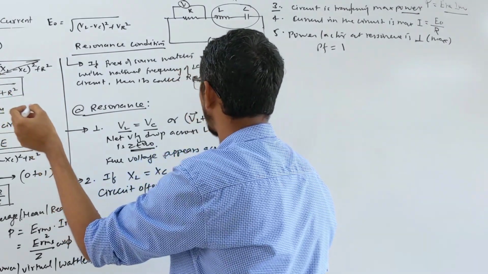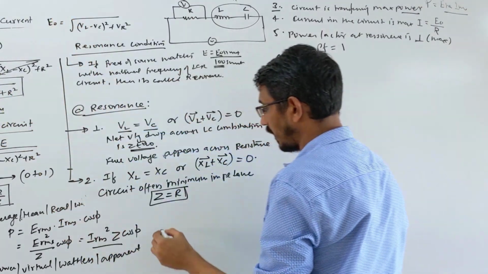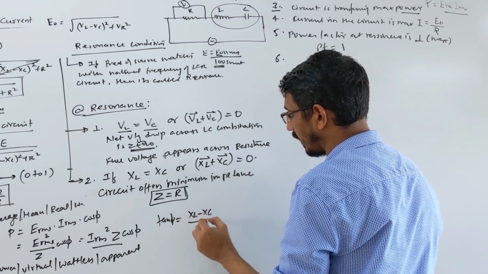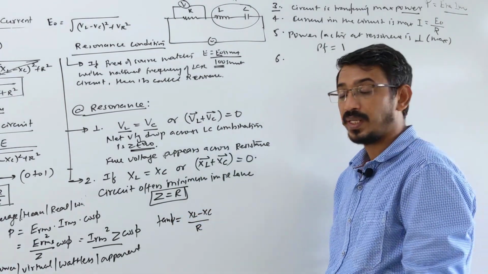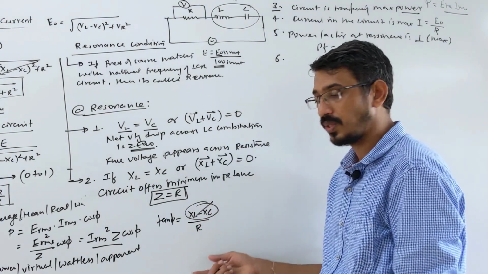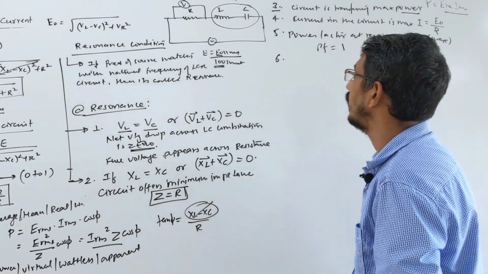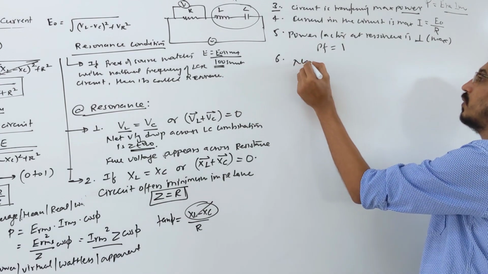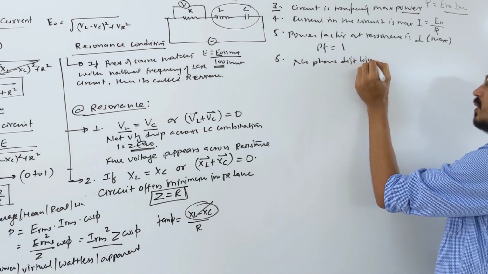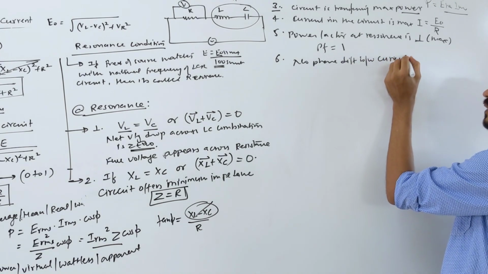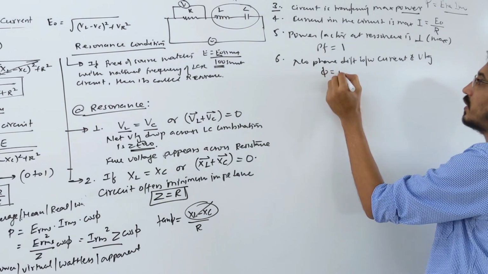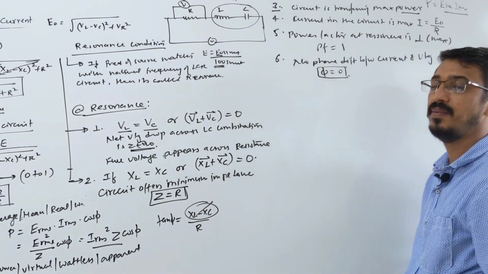Look, where did the phase difference formula go? Okay, I wrote this, so I am writing here tan phi, which you said was XL minus XC by R, right? So at resonance what happened? This term is 0, XL minus XC equals 0, so tan phi is also 0. So at resonance, what happens? There is no phase difference between your current and voltage. You say phi is 0. Current and voltage are in phase.